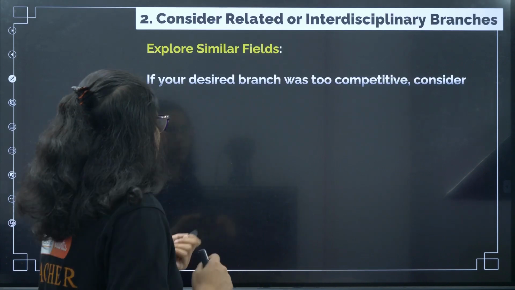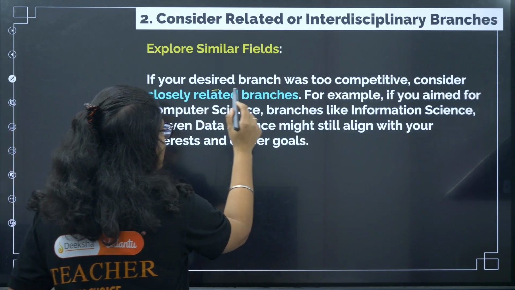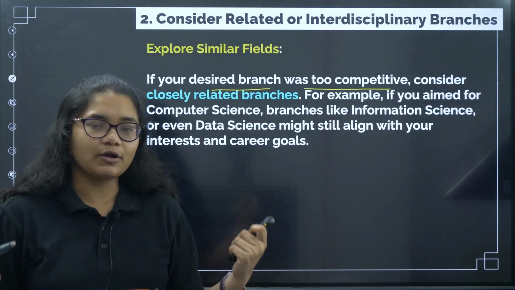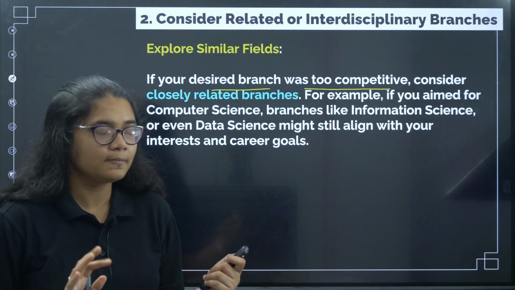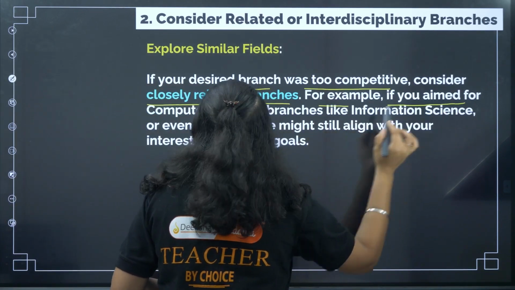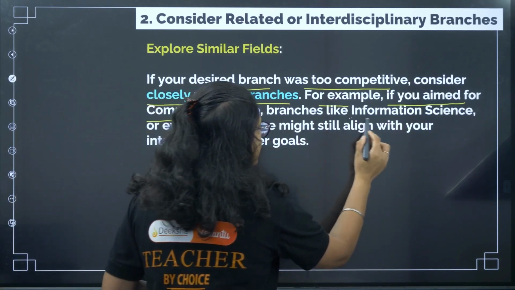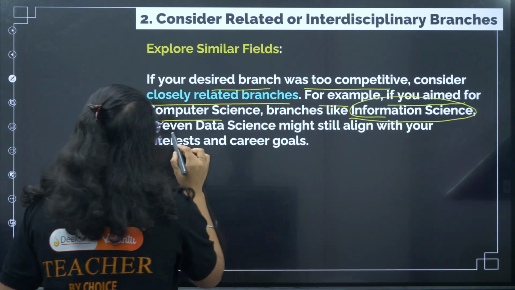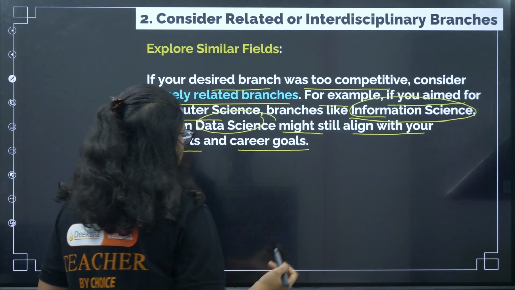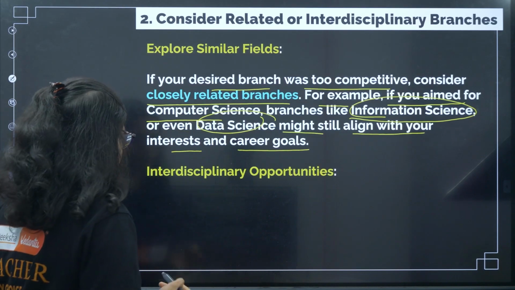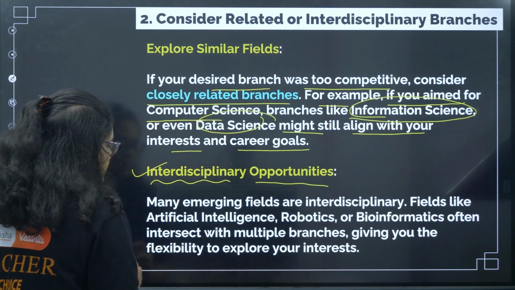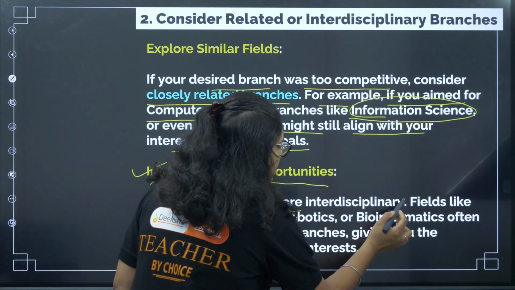Okay, so if your desired branch is too competitive, like for example, if computer science is very competitive according to your rank, then consider a closely related branch. For example, if you are aimed at computer science, branches like information science, okay, or even data science might still align with your interest and career goals. Okay, so you have to think about interdisciplinary opportunities. Many emerging fields are interdisciplinary.